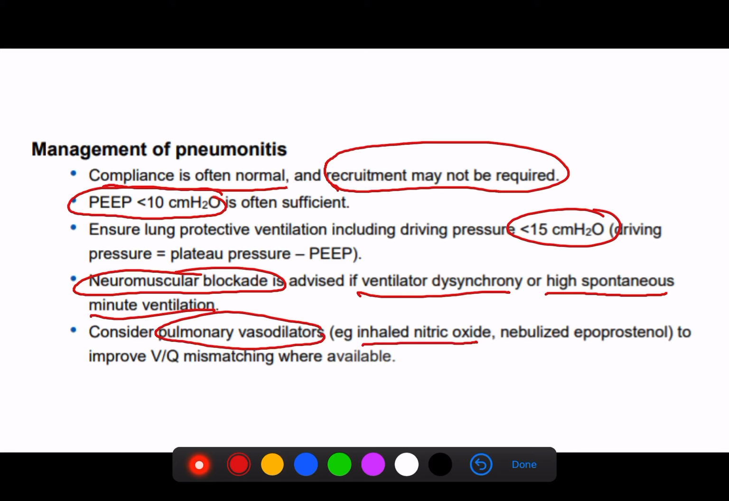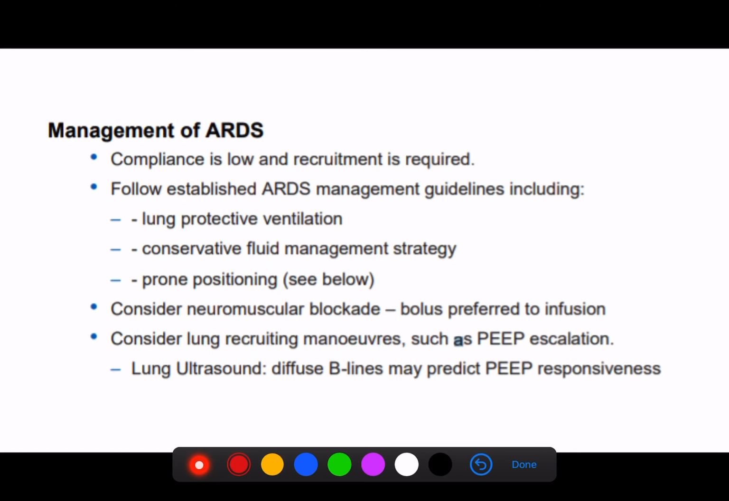So I tend to use a nebulized epoprostenol more, and it does seem to be useful, and it improves your VQ matching, and therefore can get quite massive increases in your partial pressure of oxygen, your saturations, and therefore you can reduce down your FiO2. So it is helpful. Consider it where possible.